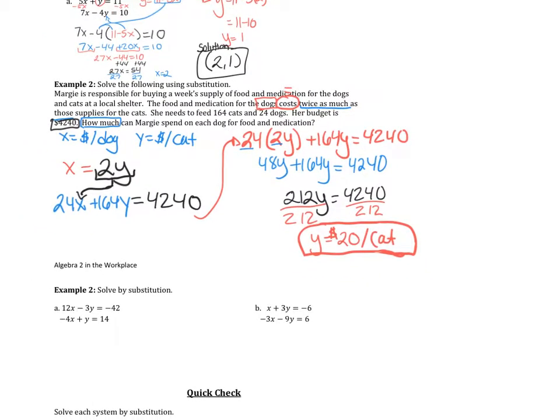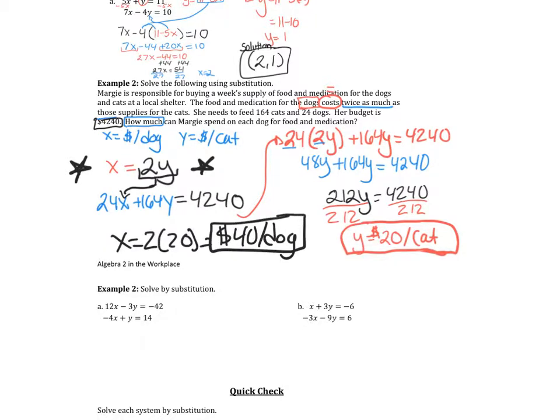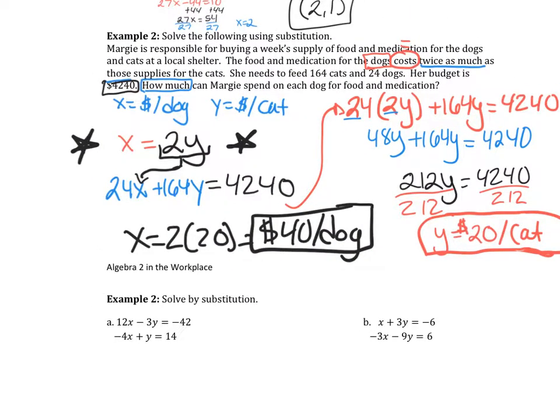Then to figure out the cost for dogs, we have our equation that has x by itself already. So if we plug in the 20 that we have for y, we'll have x equals 2 times 20, which gives us $40 per dog. And that is the answer to the question, which is asking how much we spend for dogs. So when we have word problems, you have to be careful about what the question is actually asking you. Sometimes it'll only be asking for one variable. That's why defining your variables is very important.